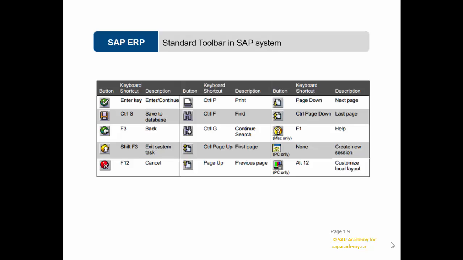Standard toolbar buttons provide quick access to SAP functions such as Enter to continue, save, back, exit, system task, cancel, print, create new session, create shortcut, help, customize local layout, find, advanced search, and other icons mainly used during reporting, for example, first page, previous page, next page, last page, and so on. If a toolbar button is gray, it is not available for use on that particular screen.